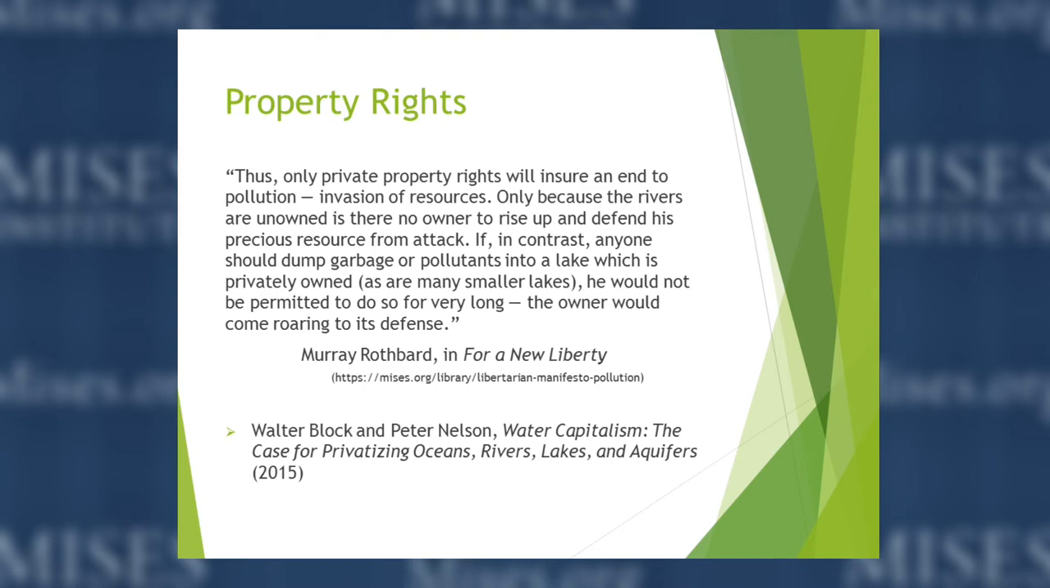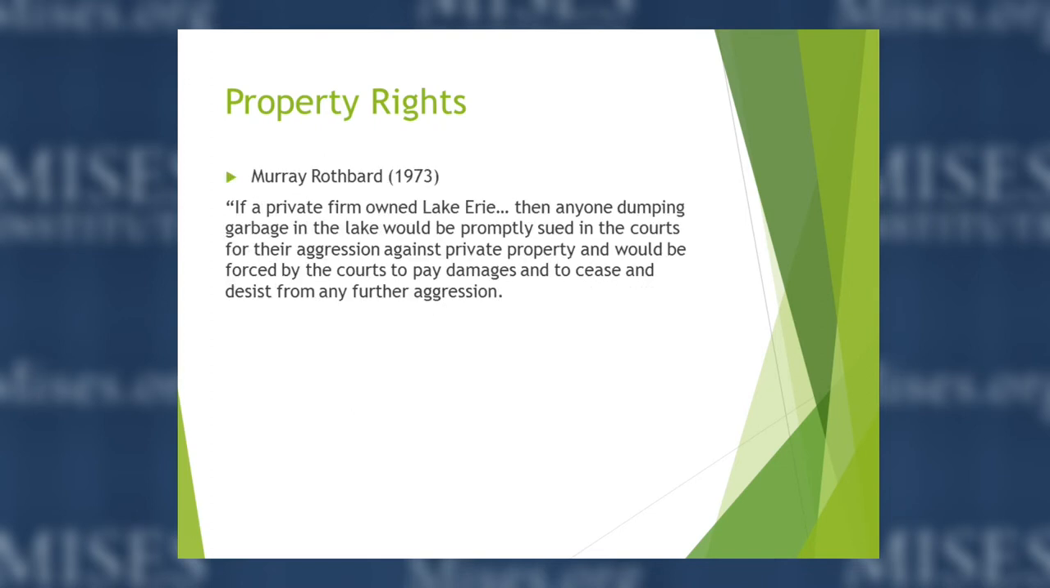So Rothbard said in For a New Liberty, if a private firm owned Lake Erie, then anyone dumping garbage in the lake would be promptly sued in the courts for their aggression against private property and would be forced by the courts to pay damages and to cease and desist from any further aggression. Why don't people dump garbage in my front yard? I mean, there are trash collectors all the time that come through my neighborhood. I pay them to take my garbage away. It would certainly be cheaper for the trash collectors to dump the garbage onto some nearby property rather than take it off to the landfill. Why don't they do that? Well, because whoever owns that property is going to throw a fit about it and take them to court.